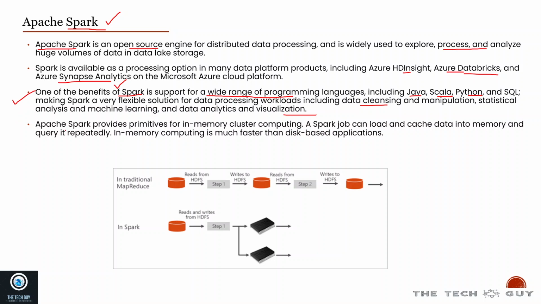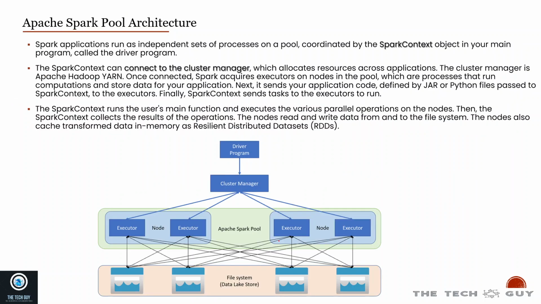So Spark really gives you a lot of methods to work on each and every phase of the data life cycle. And another benefit is it uses in-memory cluster computing, which makes querying really fast. A Spark job can load and cache data in memory. As we all know, memory is faster than disk-based applications, so reads and writes happen from memory instead of the disk, and it will be faster. So Spark supports a wide range of languages and in-memory cluster computing, which makes it really fast.